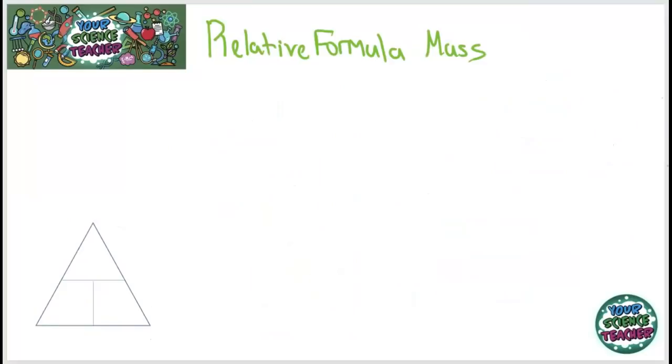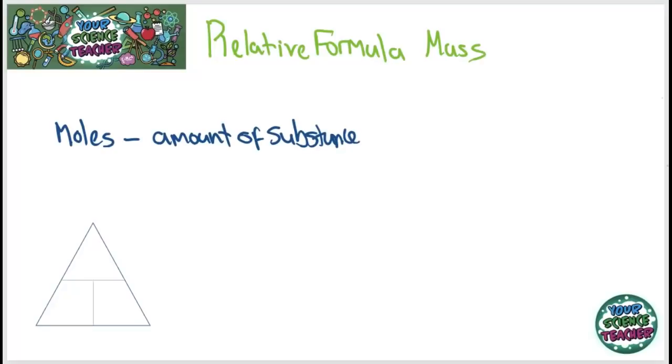Now we've finished looking at bonding, we're going to move on to a bit of quantitative chemistry. And first of all, let's have a look at relative formula mass and moles. Now, moles is a unit that chemists use in order to tell you the amount of substance. And to work out the number of moles of something you have, you do the mass of that substance divided by its relative formula mass.